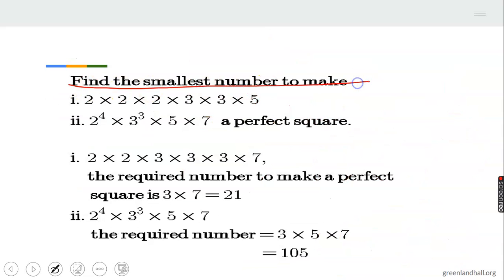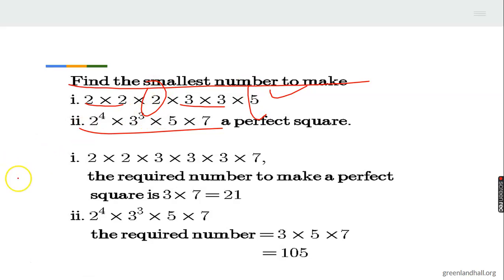Now, find the smallest number to make this and this a perfect square. Now, look at this, we have them paired. Then we have this also paired. Now, ignore this. Let's use this question. This is it here.